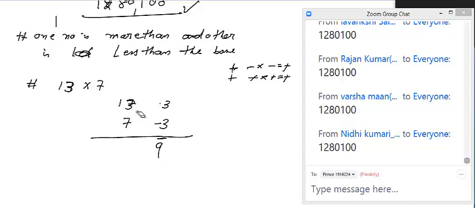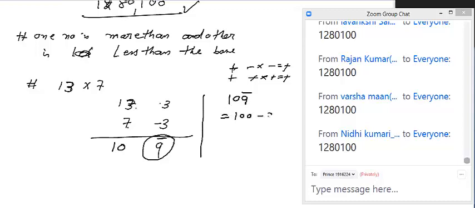Correct? Now the next step, when you add, you can add 13 minus 3, you will get 10. 7 plus 3, you will get 10. Here there is no problem. The problem is here. Try to understand. I will give one idea. It is basically 10 9 bar. Means 9 is minus. If you remove this 9 from 100, you will get 91. So the answer will be 91.